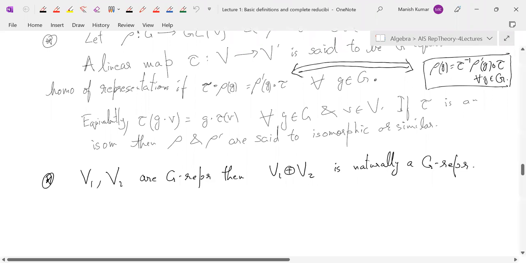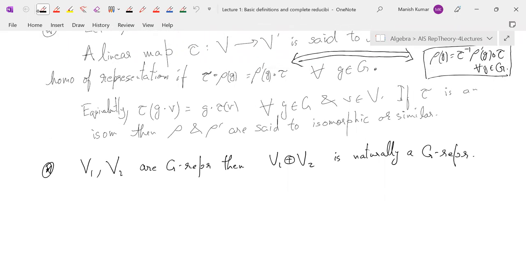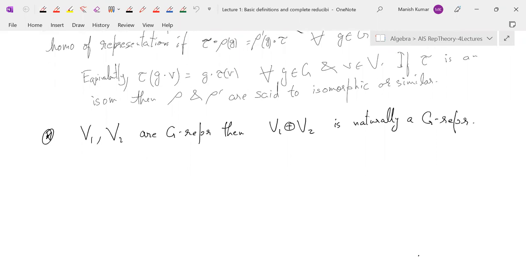Now, if you are given two representations V1 and V2 of G, this is where I really need my pen, because this part I thought I'll just do in front of you, but never mind. So say V1 and V2 are two representations of G, then V1 plus V2 is also a G representation. And how does the action go? G dot (V1, V2) is basically (G dot V1, G dot V2). Or if you want to think in terms of matrices, it's a block diagonal matrix. The matrix for the representation on V1, followed by the matrix for the representation on V2, and on the off diagonal you put zero matrices. So the dimension of this matrix is dimension of V1 plus dimension of V2. You make this block diagonal matrix for each G. That is how the direct sum representation comes in.